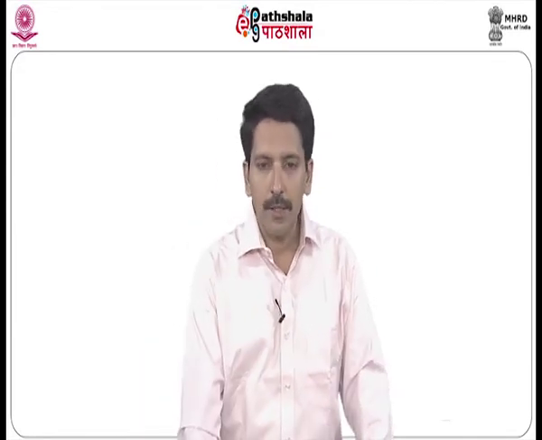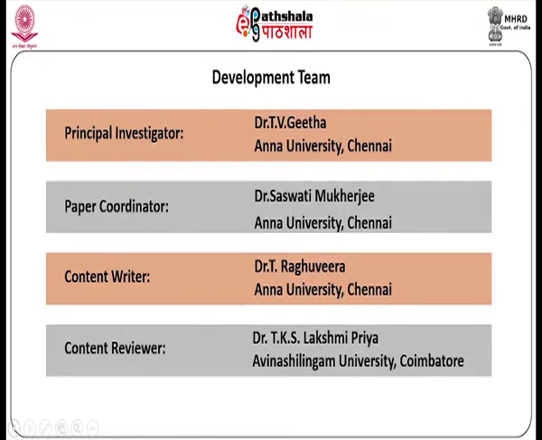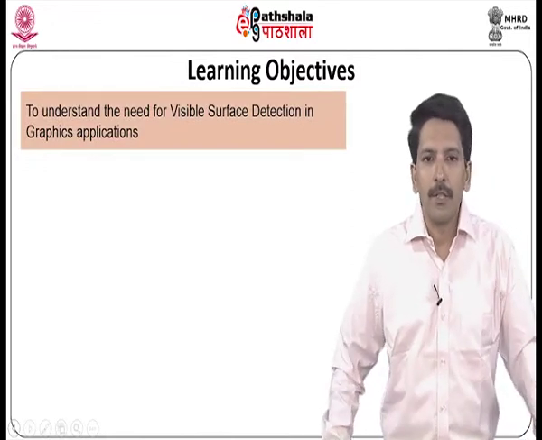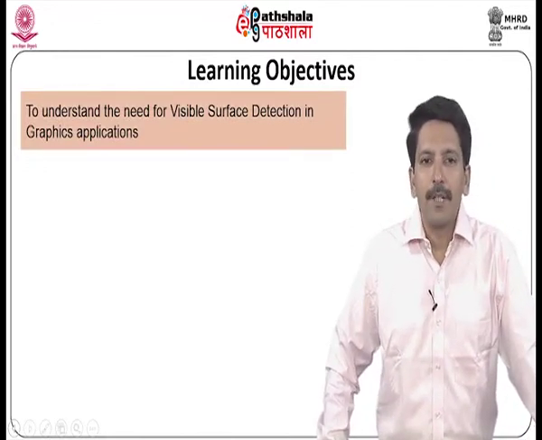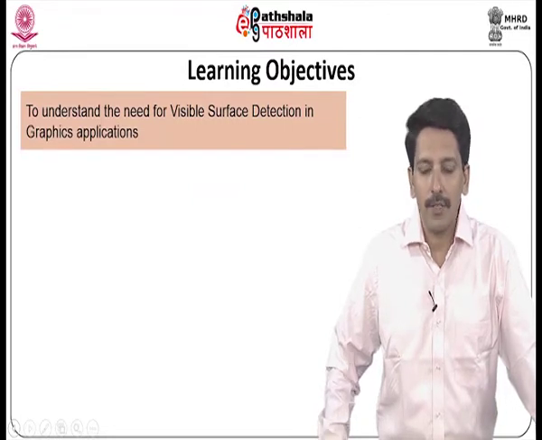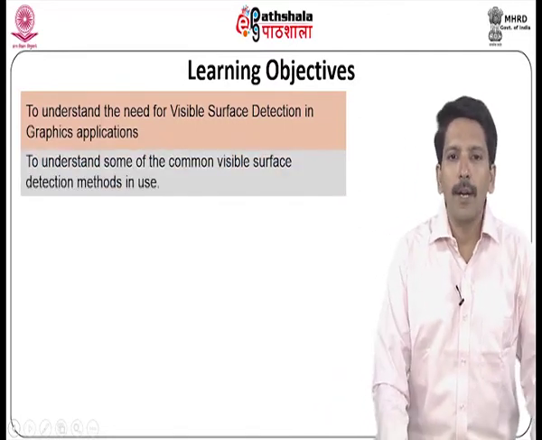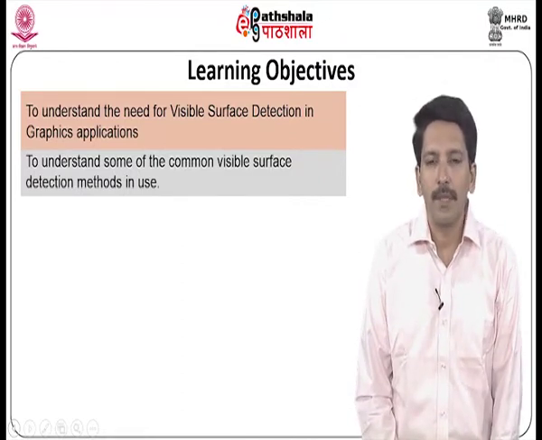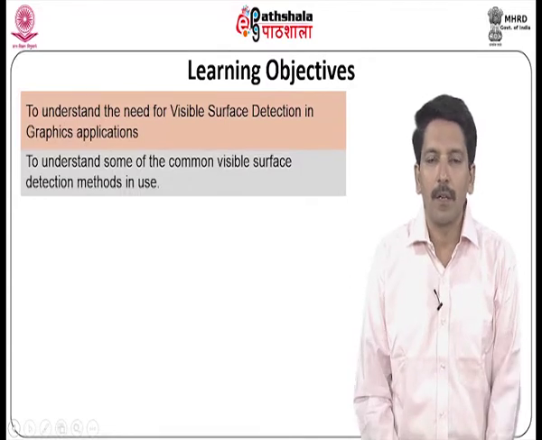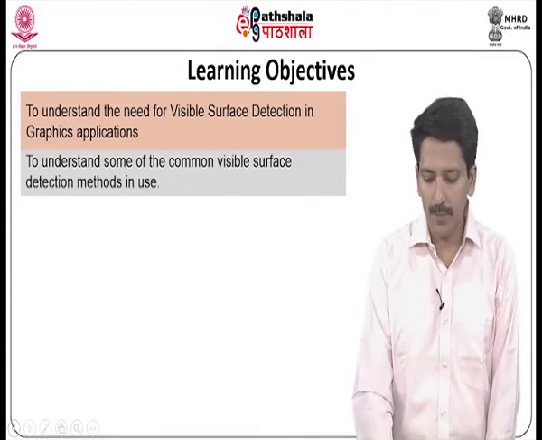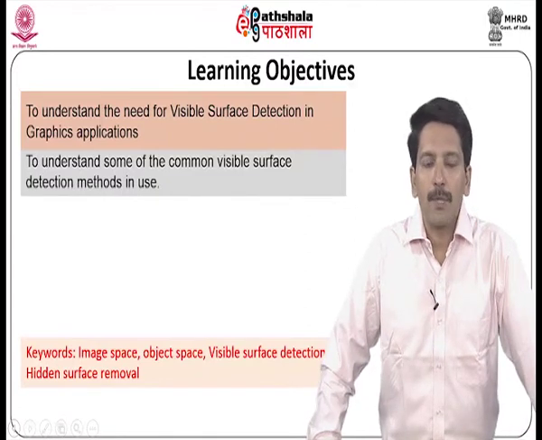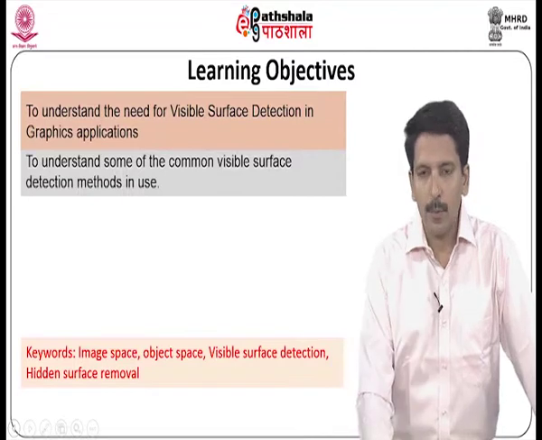So the objectives of this module are to understand the need for visible surface detection in computer graphics applications, and we will look at the common classes of visible surface detection methods, some of the common techniques that are used for visible surface detection. And the keywords are image space, object space, visible surface detection, hidden surface removal.